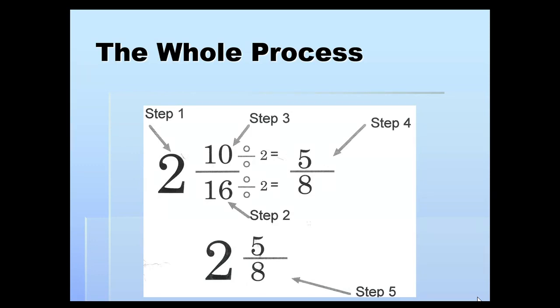So remember the whole process. Step 1, write down the inch. Step 2, put a 16 with the fraction bar. Step 3, write down the 10. Step 4, reduce if we can. Remember, we have to have an even number on top to reduce. And once it's reduced, we'll rewrite it as a mixed number.